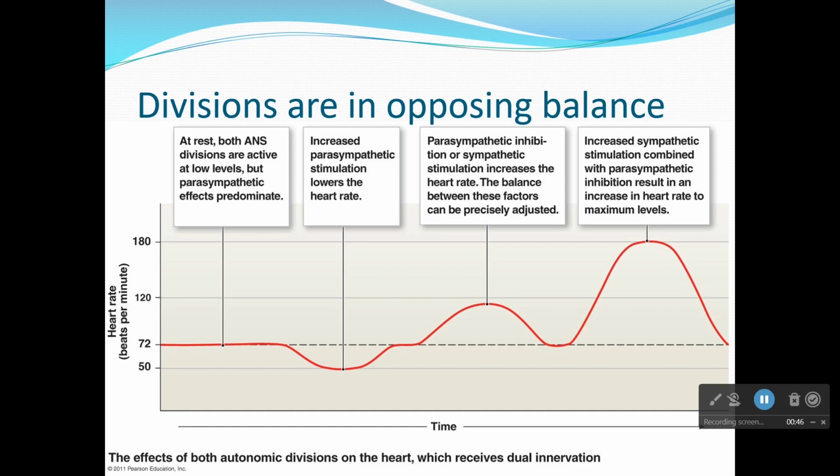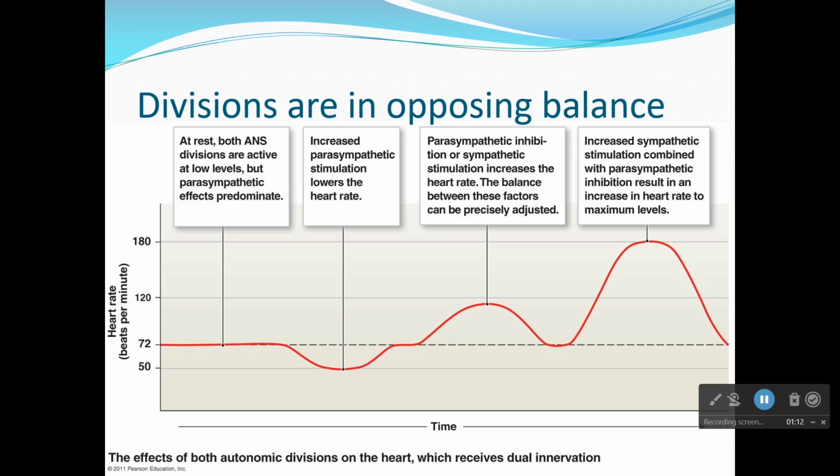That's going to give us a baseline of 72, let's say. So now let's say parasympathetic stimulation increases. Well, we'll see a decrease, right? If parasympathetic stimulation is inhibited or sympathetic stimulation is activated, then we'll see an increase, right? If we do both things, if we both inhibit the parasympathetic and activate the sympathetic, then we get our biggest elevated effect.